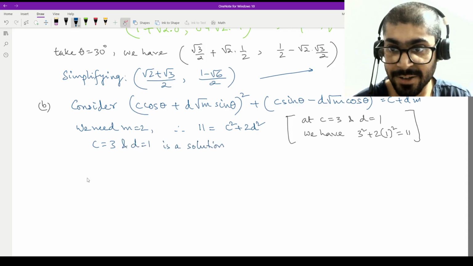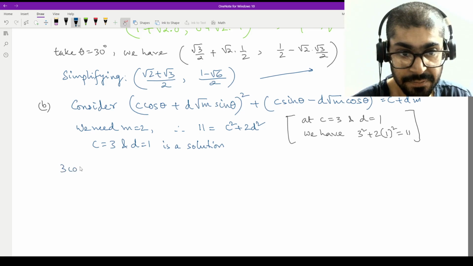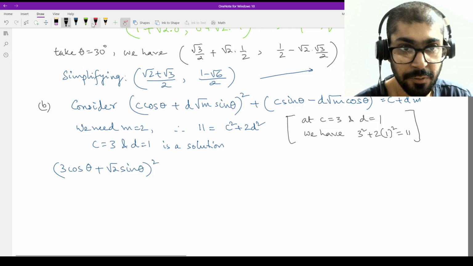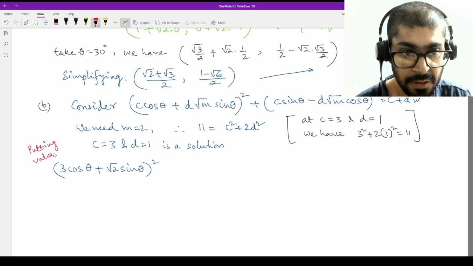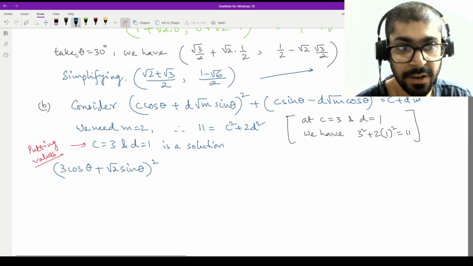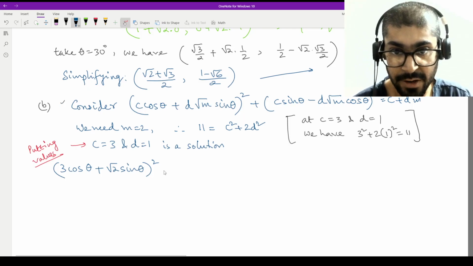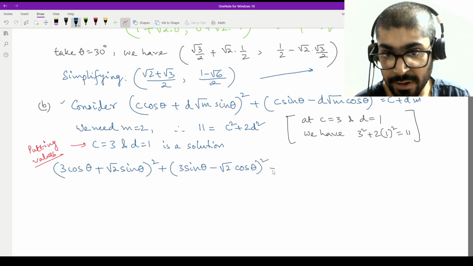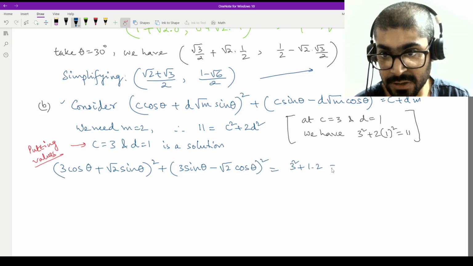Once we have this, then we can write 3 cos theta plus root 2, m is 2 anyway, root 2 sin theta whole square. We will put these values into this equation. We will have plus c sin theta, so 3 sin theta minus root 2 cos theta whole square equal to 3 square plus 1 into 2, which is 11.